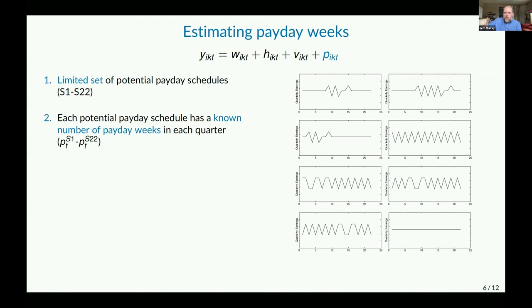The ones where it looks like you're going for a run, it's just going up and down, up and down, up and down, those are your biweekly payroll schedules. And the one that looks like me after I've gone for a run, where it's just a flat line, that's your semi-monthly payroll schedule.